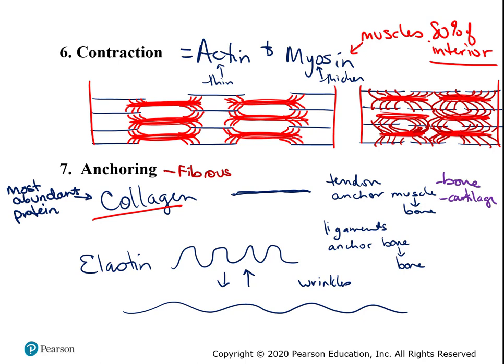Pulls on it, but lets go, and it goes back to its normal position because elastin is really stretchy. So I can take and grab it, stretch it, and when I let go, it bounces back like a rubber band. Elastin, unfortunately, as you get older, stretches and it stops bouncing back like it used to. And so that's why those layers, when they start to stretch, they don't pull back. And instead the skin starts to fold, and that's how you end up with wrinkles.